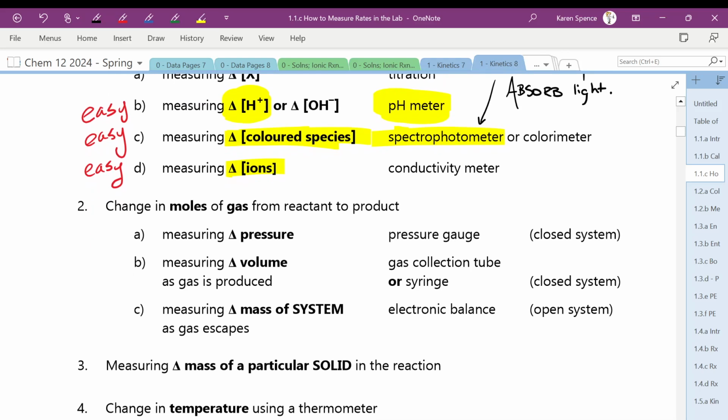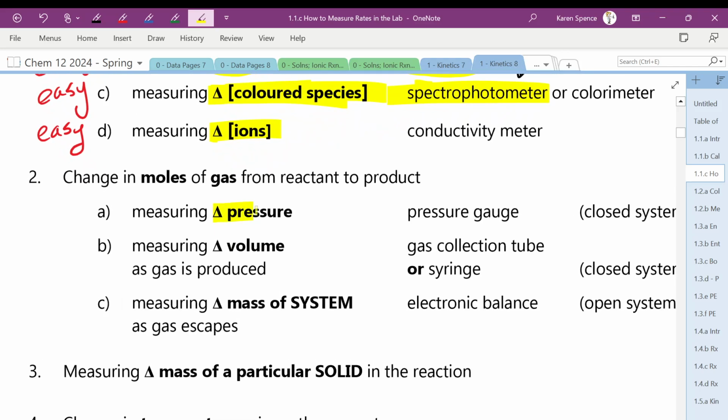Now, we already talked about measuring changes in pressure, changes in volume, changes in the mass of the system when we have a gas. So you need to have a change in the number of moles of gas from reactant to product. If you don't have that, if there is no gas present, you cannot use these techniques.